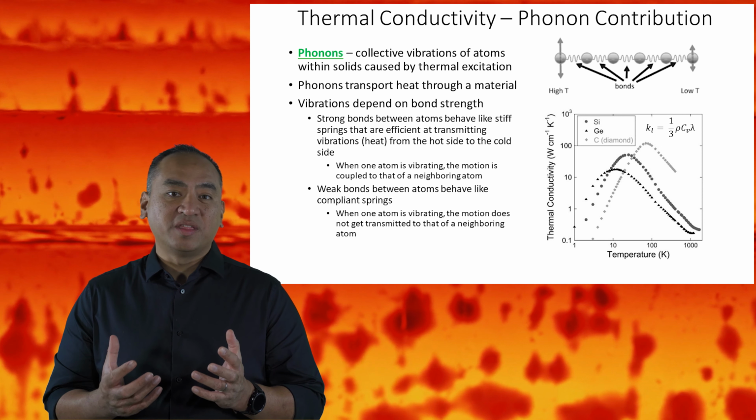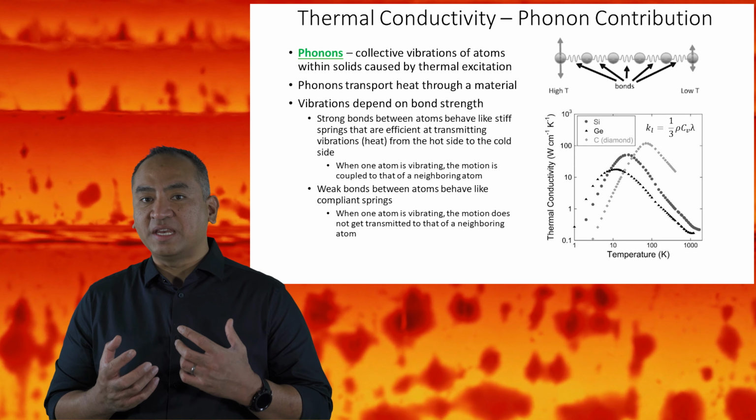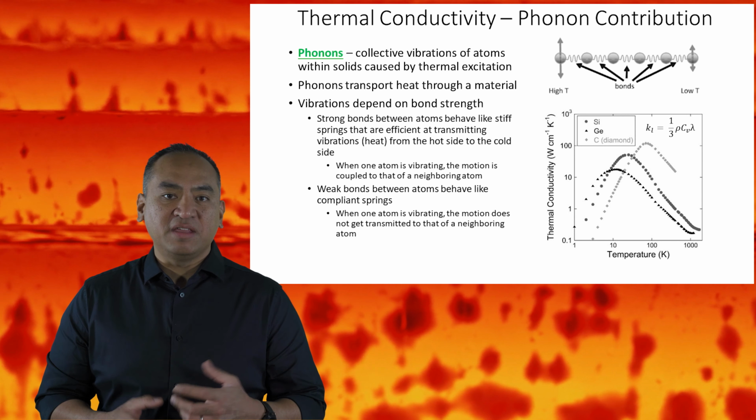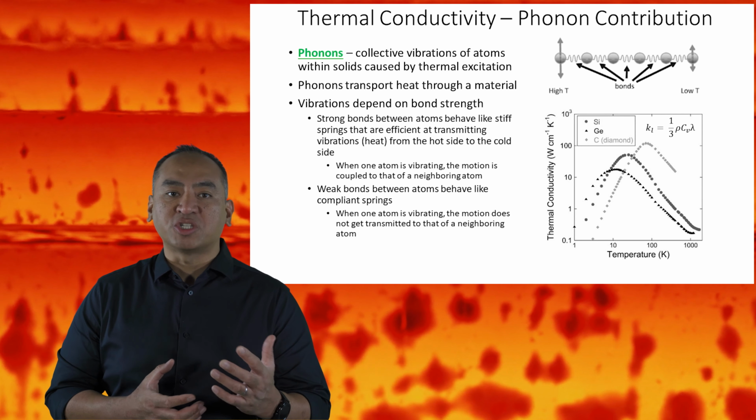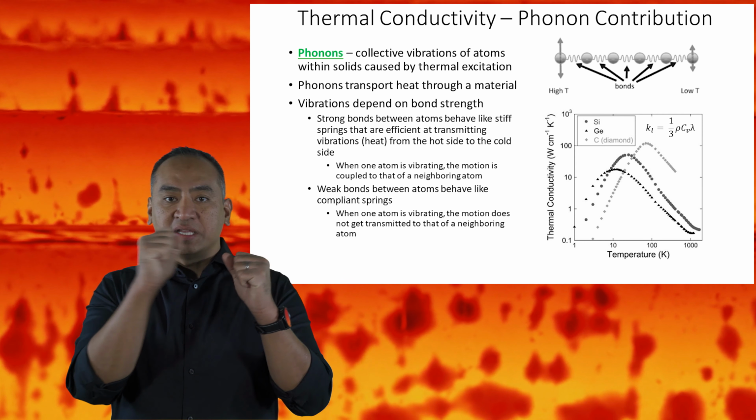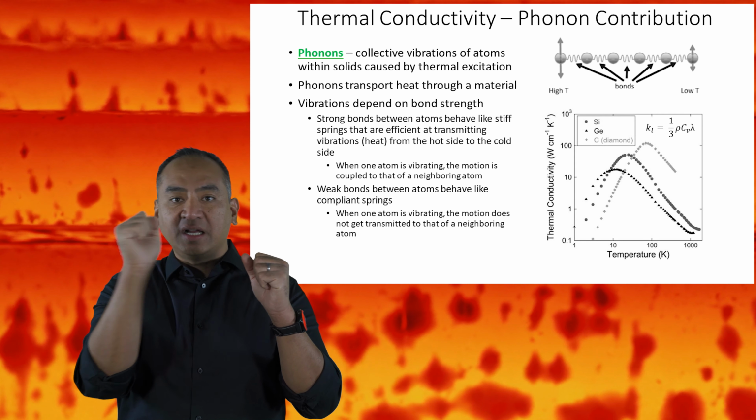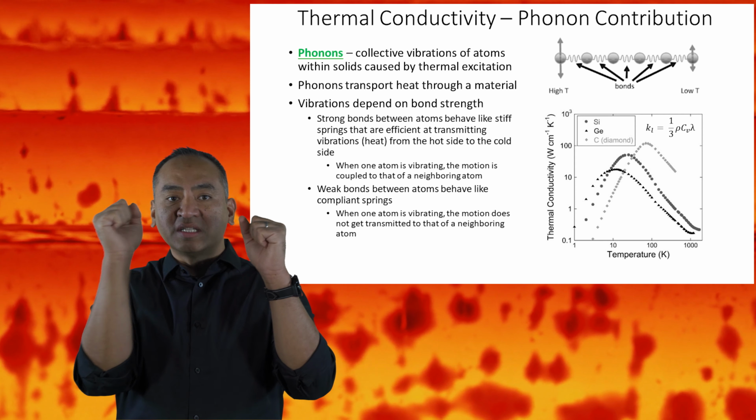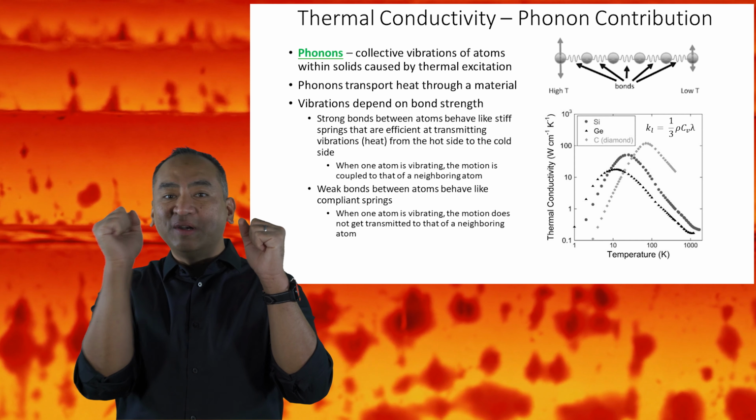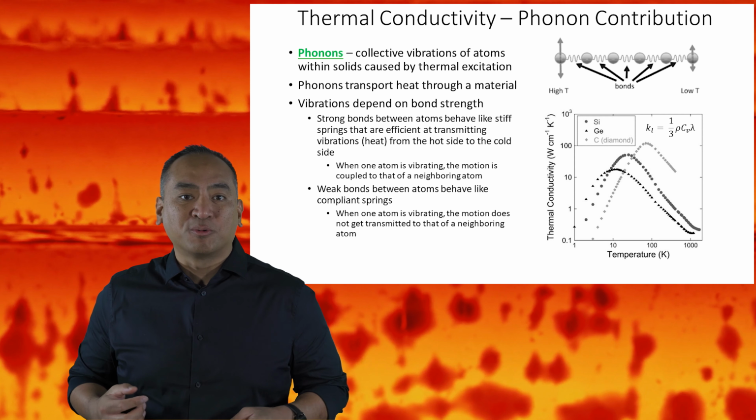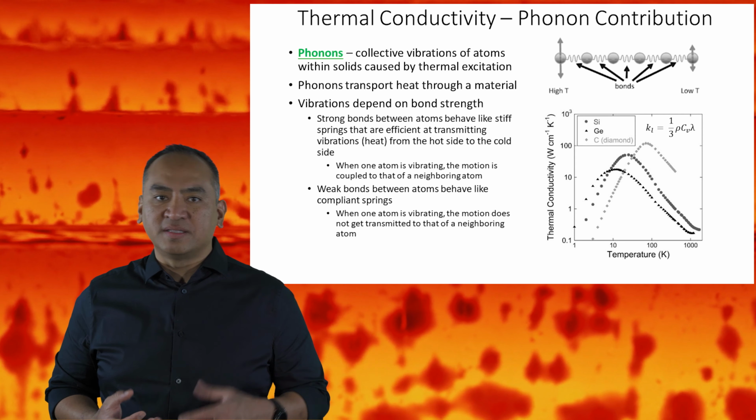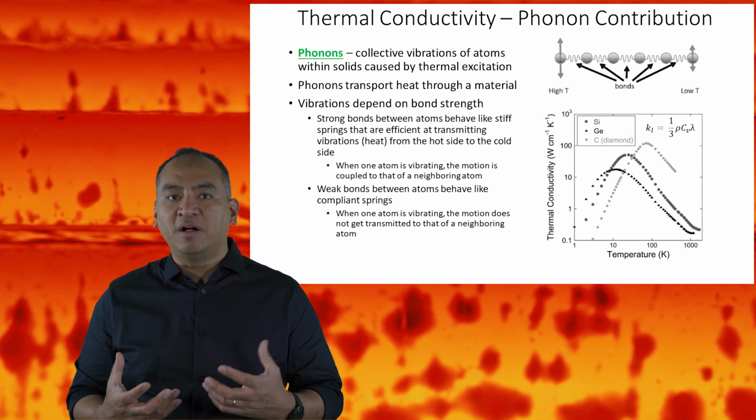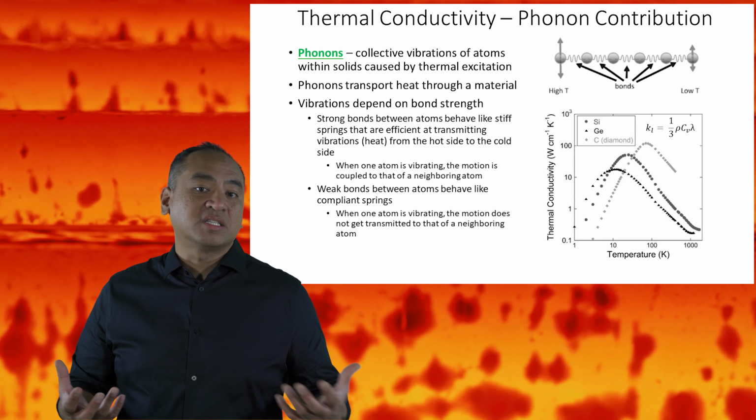For solids with relatively weak bonding between atoms, the bonds behave like compliant springs that are not as capable of transmitting motion relative to strong bonds. If an atom on the hot side of a solid vibrates, the motion does not get transmitted as well to a neighboring atom if the bonds are weak. Any motion the neighboring atom experiences then does not get transmitted as well to a subsequent atom, and so on.